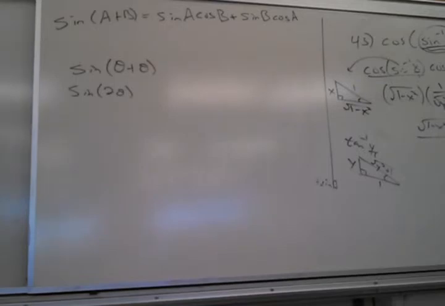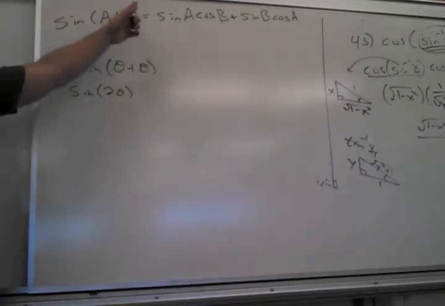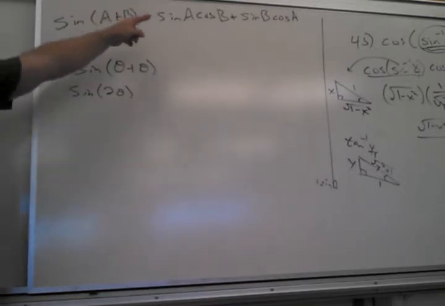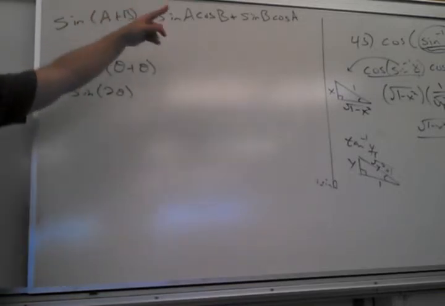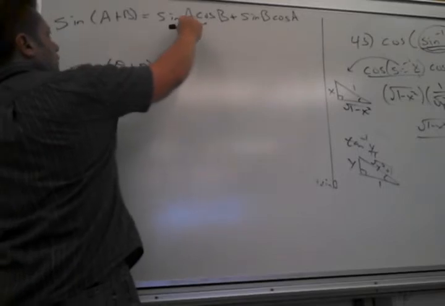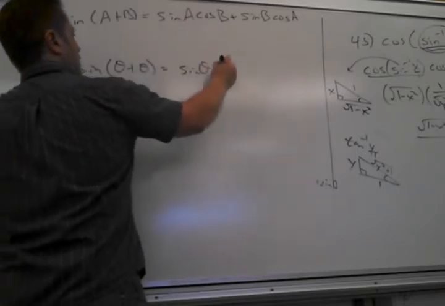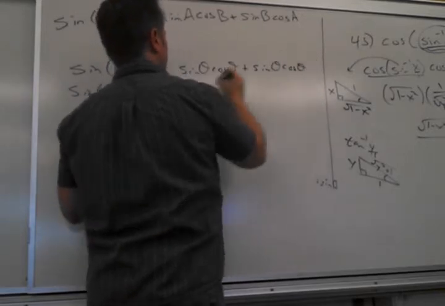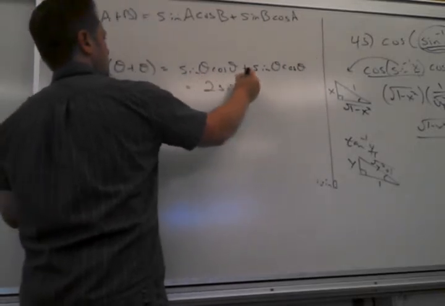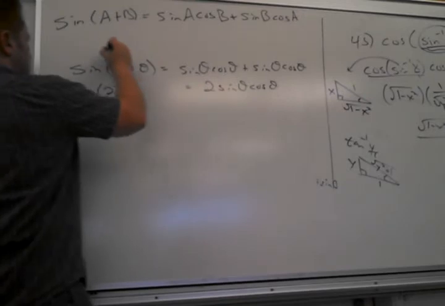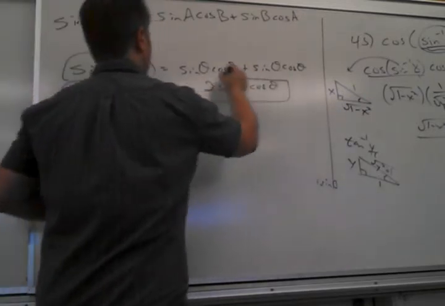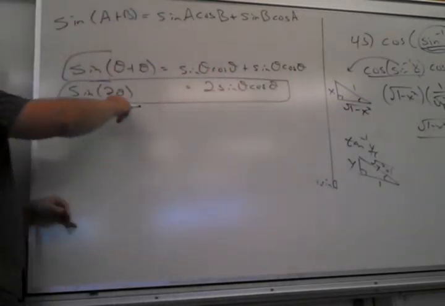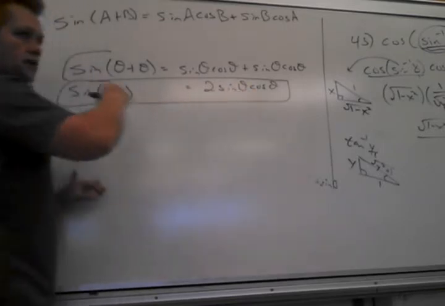So if it was sine of theta plus theta, if the inputs happen to be the same, I still have the same form. It's got to be true because the form doesn't care what these are. It would be sine theta cosine theta plus sine theta cosine theta, which is 2 sine cosine. All right, so there is another identity that you have to know. Sine of twice theta is 2 sine theta cosine theta.